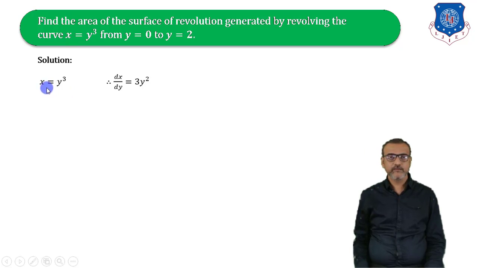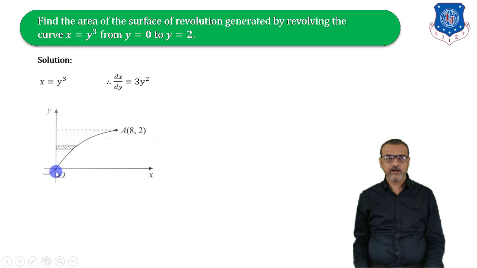Here we have been given the curve x equals y cube. So first of all we will find its derivative with respect to y. Therefore dx by dy equals the derivative of y cube. According to the formula d by dx of x raised to n is n x raised to n minus 1, so it is 3y square.